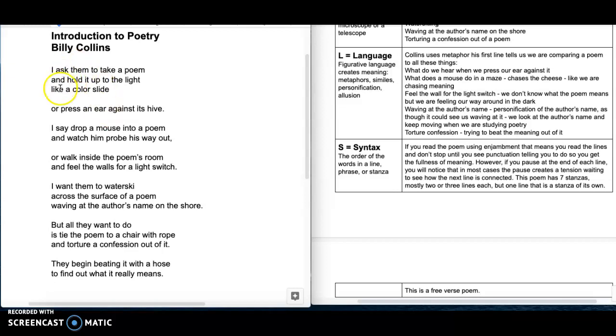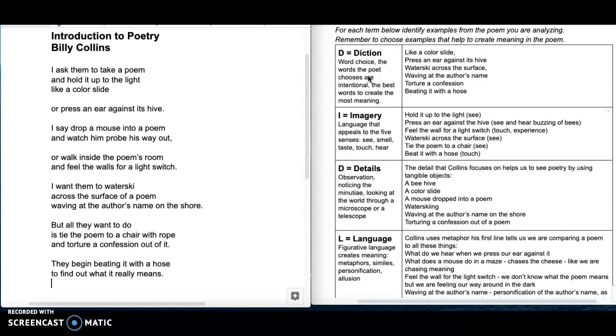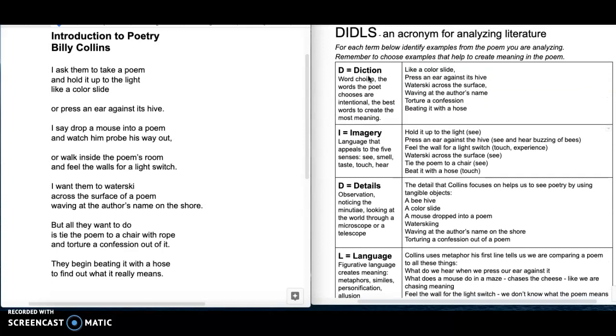In doing that, he creates a simile, a very clear simile, using the word like or as to compare the poem to the color slide. And in that, he's saying when you hold it up to the light, you'll be able to see it more clearly. All right, so the idea of DIDLS is really to just sort of fumble our way through the poem.